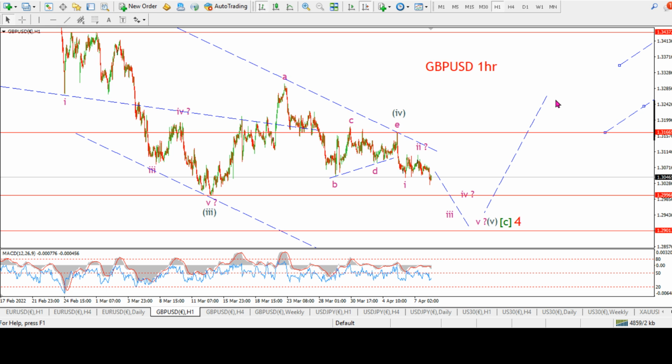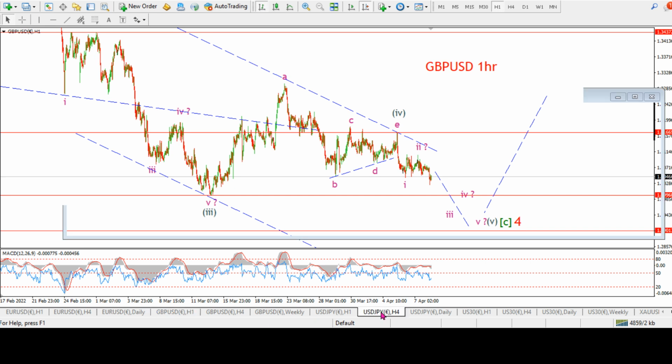That is the outlook. Maybe a slightly lower low to complete wave C of 4. We'll see how that goes.